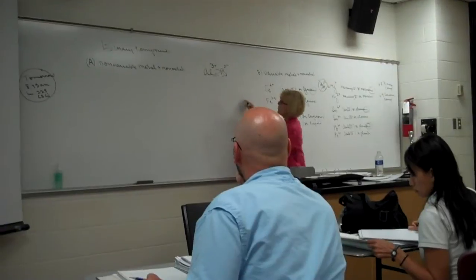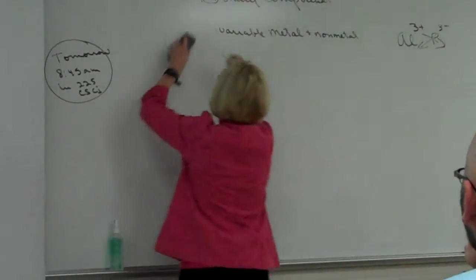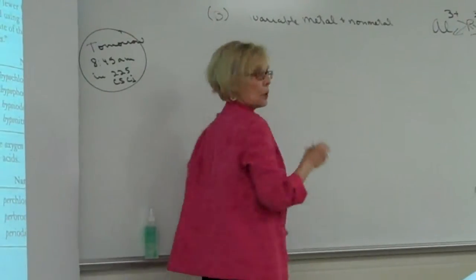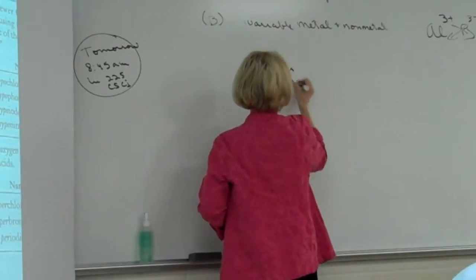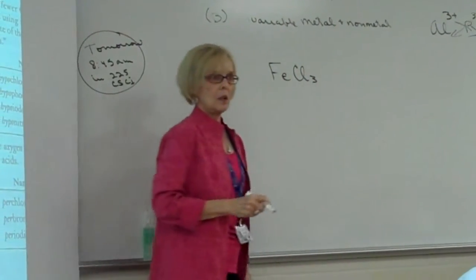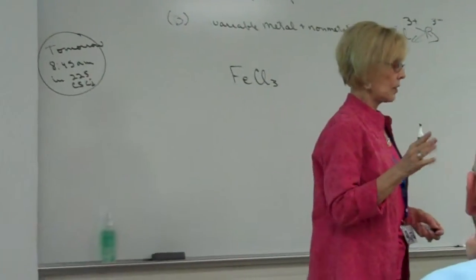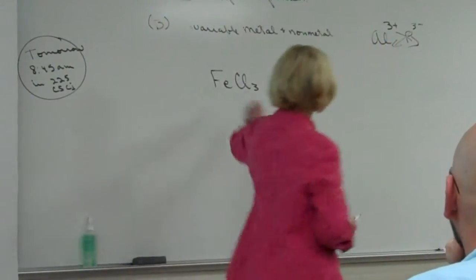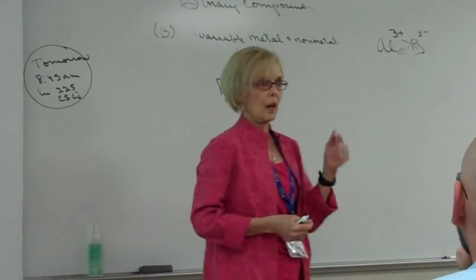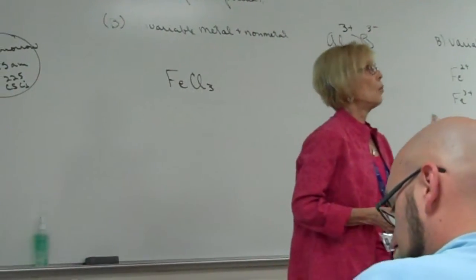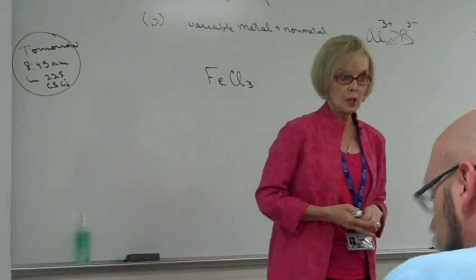So, let's come over here. I'm going to make one up. And we are now in the variable metal and non-metal. So, I give you a formula like this. Okay, here's how my thinking goes on this when I'm trying to think up the name. I look at this and I go, iron. I know it's variable. Then I go to my memory and I think, okay, what does iron exist as? 2 and 3. Okay, which is it here?